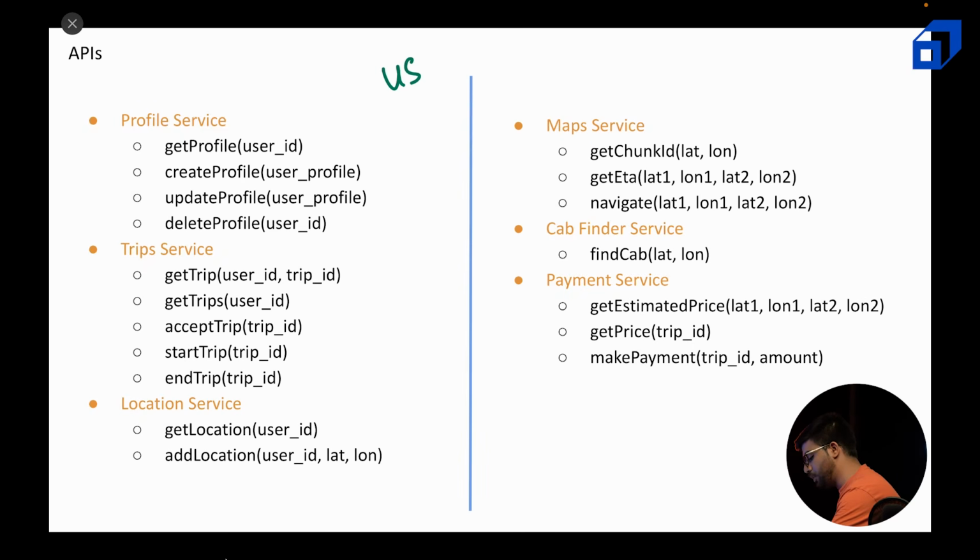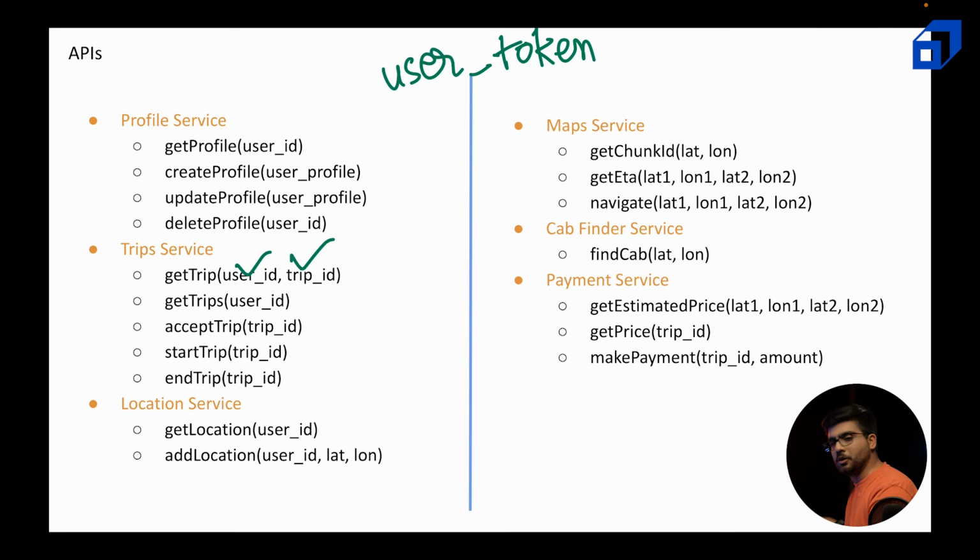So we can have a user token. Now both the drivers and the users can have this user token in order to authenticate themselves, that if you want to get a trip with this particular user ID and trip ID, the user ID should belong to you. So we can use a user token or some sort of an API key. I deliberately missed this part out from the API slide so that you get an idea of the authentication mechanism as well.